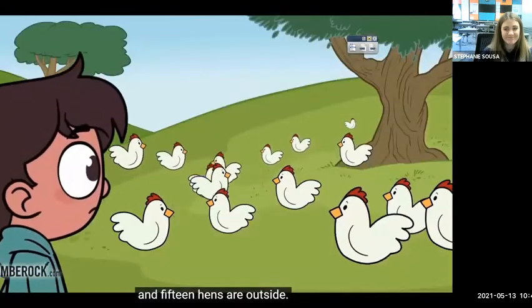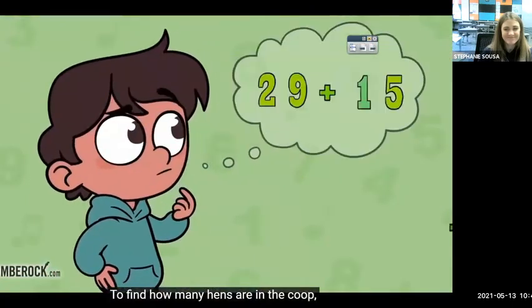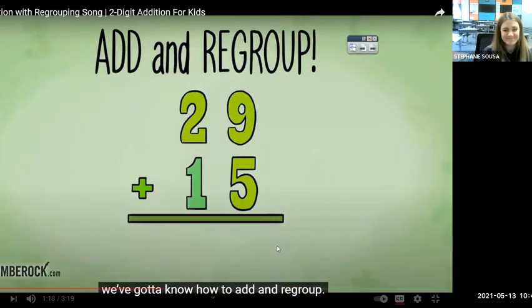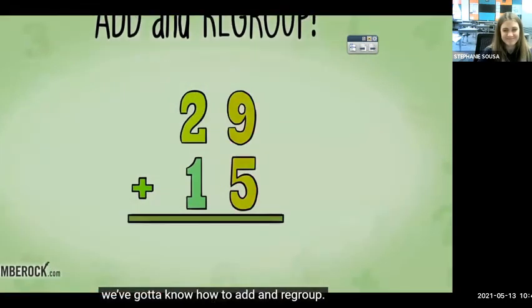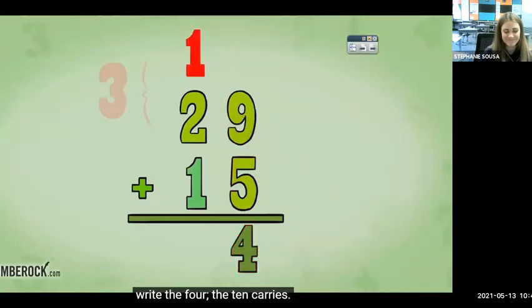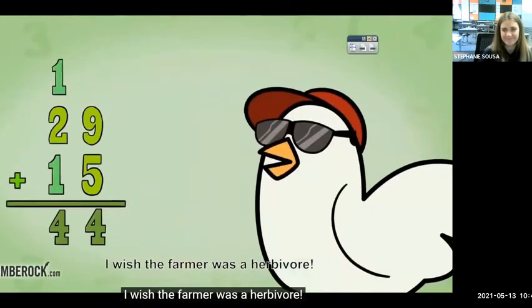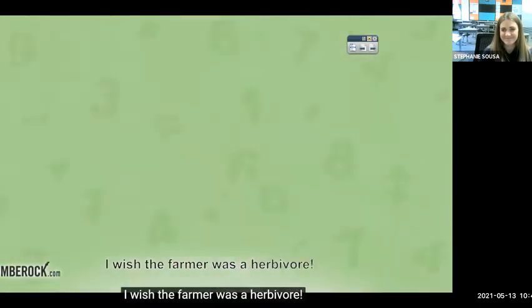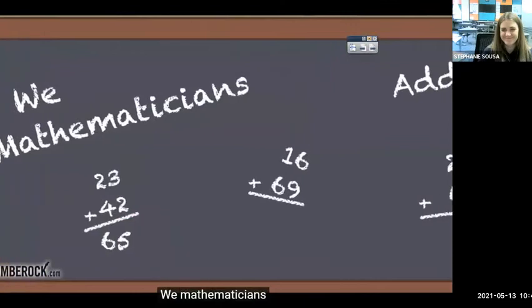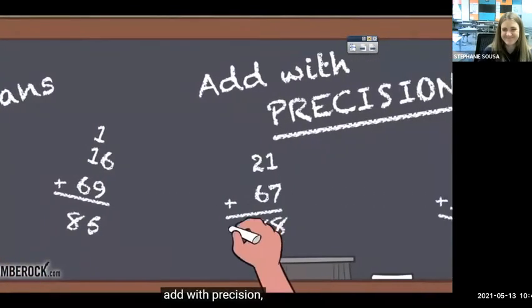Inside and 15 hens are outside. To find out how many hens are in the coop, we gotta know how to add and regroup. 9 plus 5 equals 14. Write the 4, the 10 carries. 1 plus 2 is 3 plus 1 is 4. I wish the farmer was a herbivore. We mathematicians add with precision.